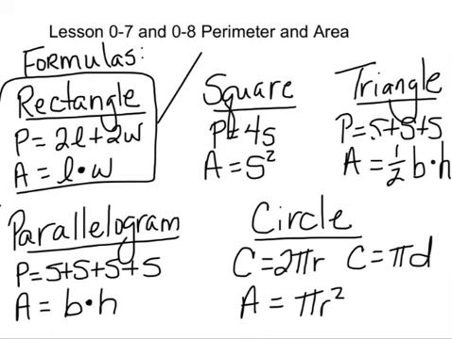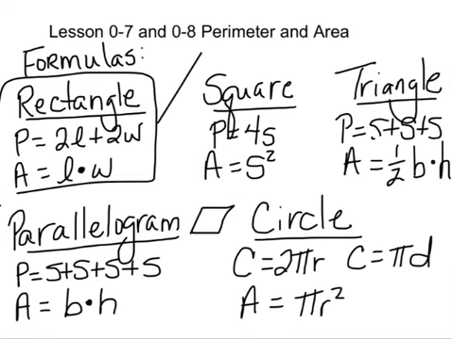Parallelogram. Everybody remember what a parallelogram looks like? It kind of looks like this. It's just a square or a rectangle leaning over, okay? Again, to find the perimeter, you're just going to add up all the 4 sides, okay? And your area is your base times your height. Again, we're going to talk about base and height when we look at these examples.